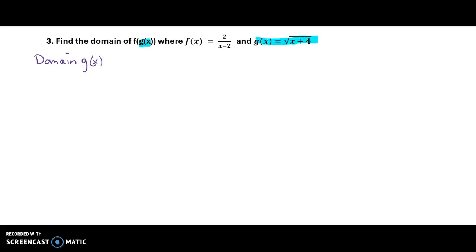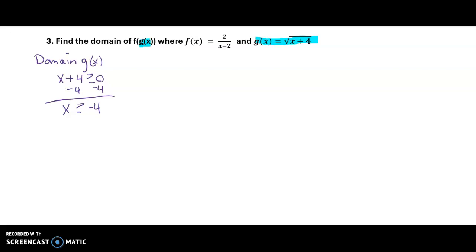Function g of x. And our domain of g of x, we know that is a radical function, and we know underneath a radical, whatever's under there has to be greater than or equal to 0. So we're going to solve the inequality. X plus 4 is greater than or equal to 0 by subtracting 4 from each side. And we'll get x is greater than or equal to negative 4.